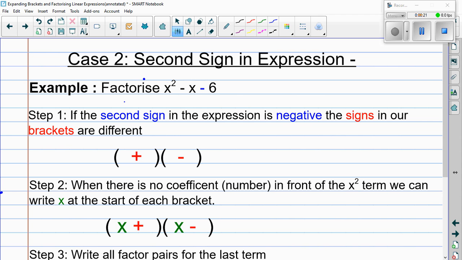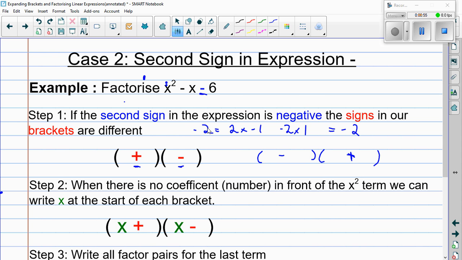So we've indicated our second sign in our expression is negative. Therefore, our signs in our brackets are going to be different. So we're going to have a plus and a minus. It doesn't matter if we want to set it up as minus and then plus, because if we do 2 times -1 or -2 times 1, both are going to be -2, right? So it doesn't matter which way you want to set up your brackets.